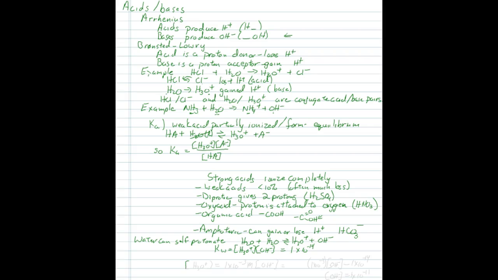Example homework problem. The concentration of H3O plus is 1 times 10 to the negative 3 molar. What is the concentration of the hydroxide ion? Plug it into the equation. 1 times 10 to the negative 3 times the concentration of hydroxide equals 1 times 10 to the negative 14. Solve for the OH minus: 1 times 10 to the negative 11. That concludes this lesson on the basics of acids and bases.